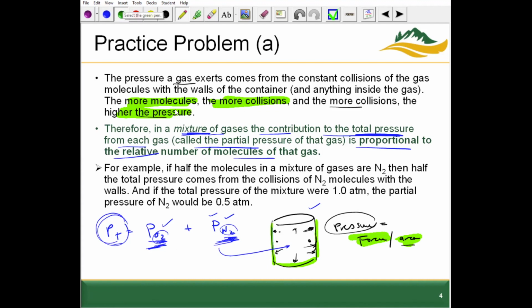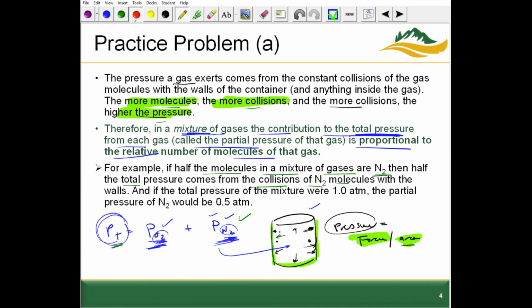So with more molecules, more collisions, the higher the pressure exerted. For example, if half the molecules in a mixture of gases are N2, then half of the total pressure comes from the collisions of N2 molecules. Those N2 molecules are moving about this vessel and colliding with the sides of the wall, exerting pressure.